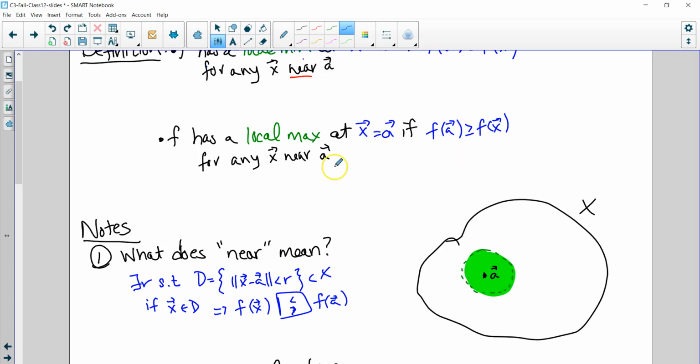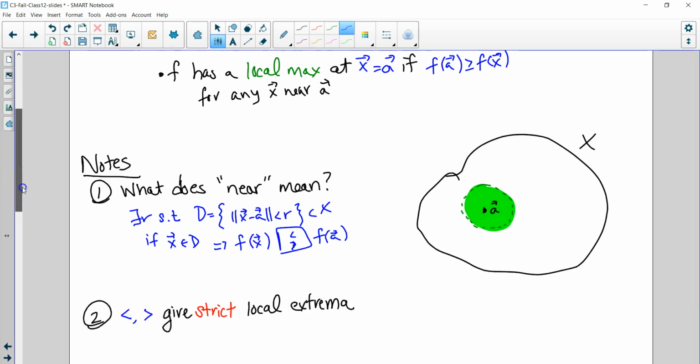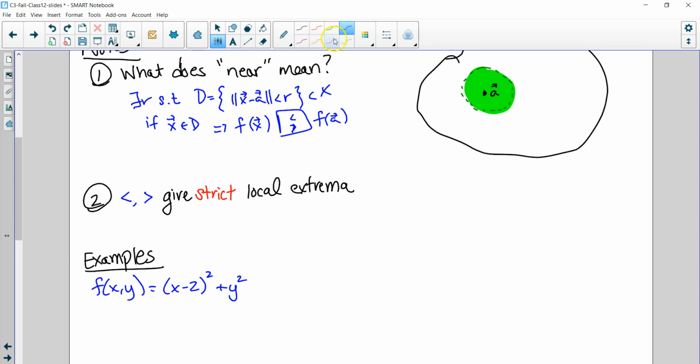Also note that in our definitions of local max and min, we're actually allowing for equality. If we had just less than or greater than, and actually I should include that up here, we talk about strict local extrema, so that additional adjective gets included when we do not have equality. Just in case you run across that language.